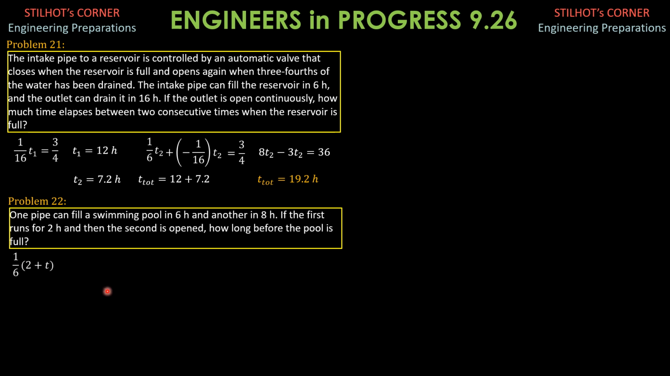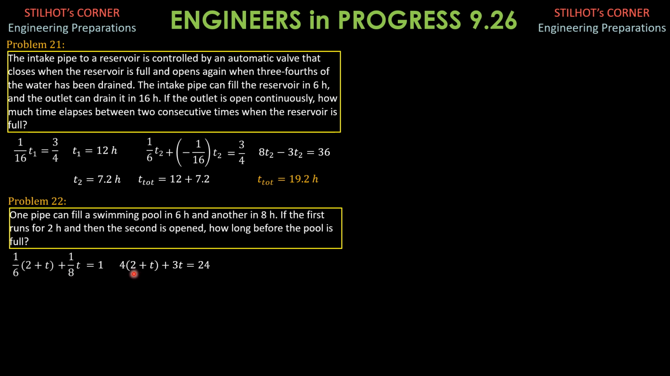And the job is to fill the tank completely, or to make it full. So 1/6 times quantity (2 + T) plus 1/8 times T is equal to 1 complete job. The LCD is 24. So 24 over 6 is 4. 4 times quantity (2 + T) plus 3 times T equals 24.